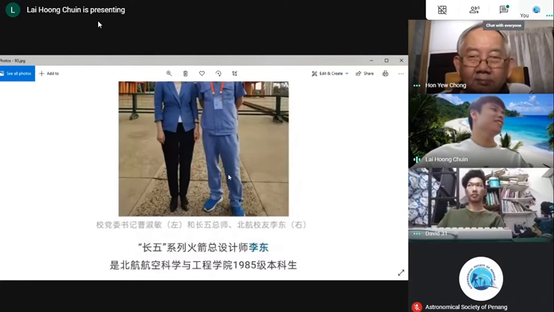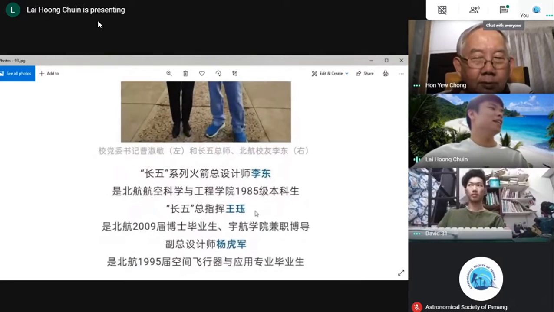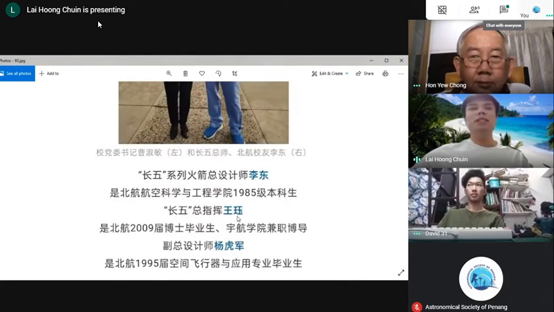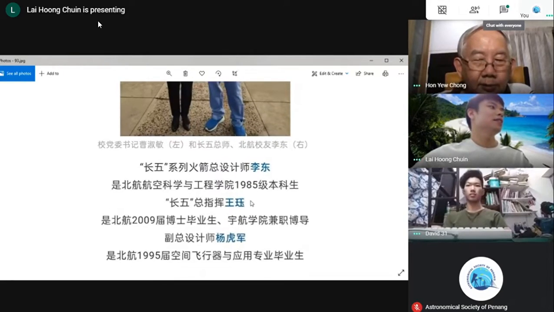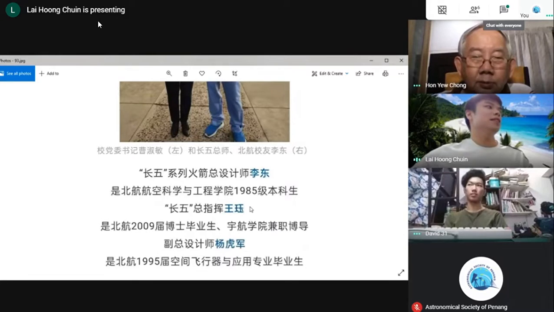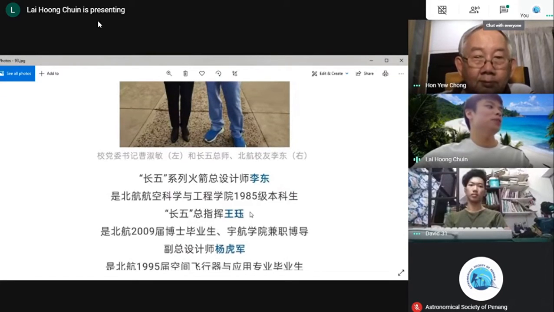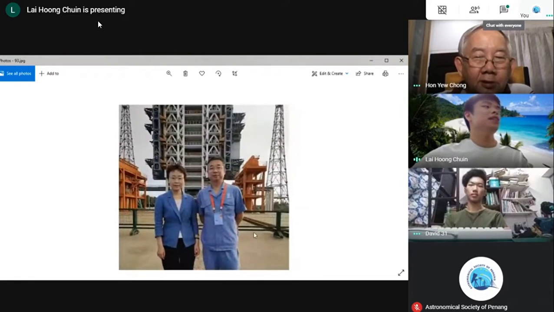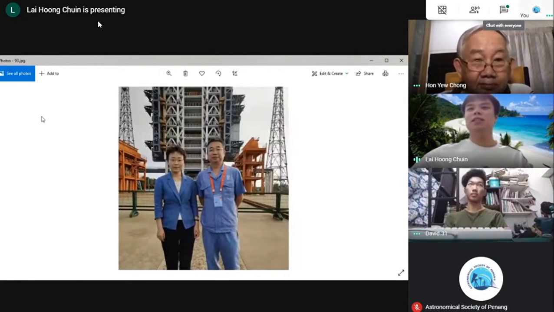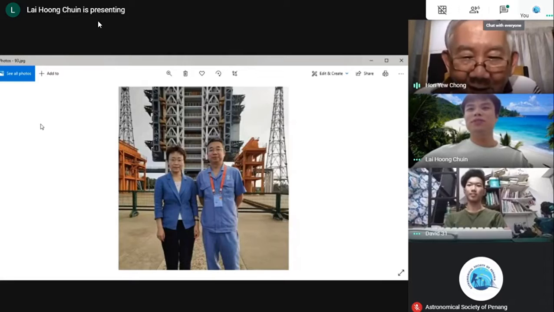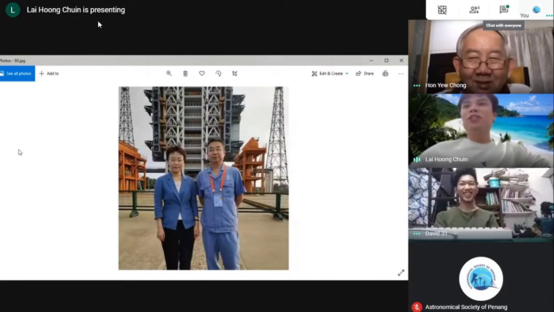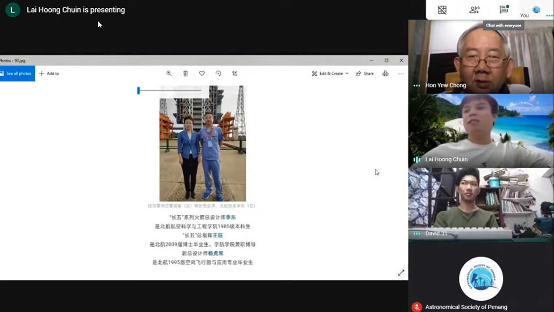So not only Li Dong, the chief commander called Wang Yu is also from Beihang, graduated in the year 2009. And then the assistant, the second boss, is called Yang Hujun. Yang Hujun is also from Beihang. So basically, a lot of Beihang people inside this rocket, and I believe a lot of people inside this mission too. If you look into your school web page, they will share. So this is about the rocket.